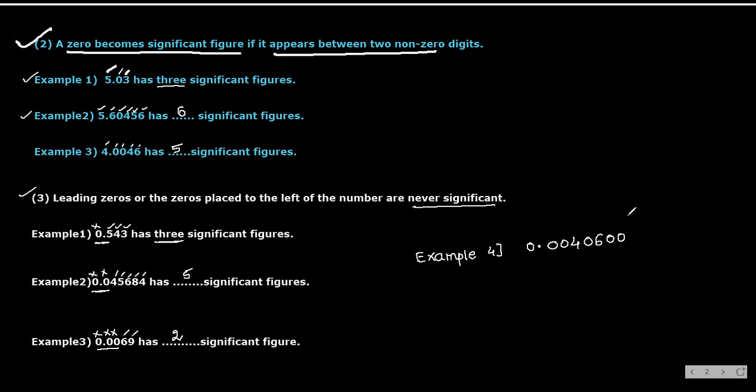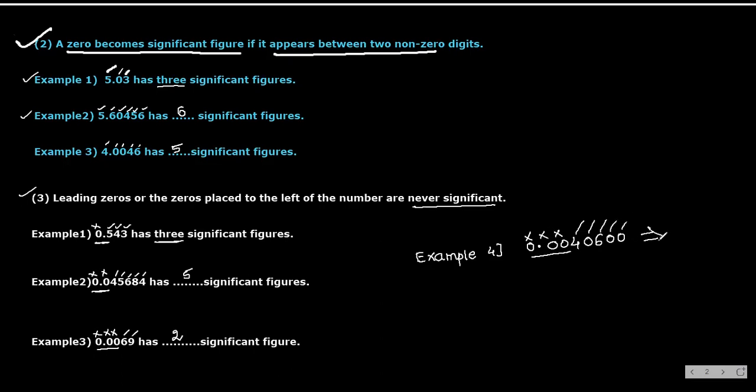0.004060. Then how many significant figures here? If this is a decimal, these three zeros are not significant. Keep it in mind. These three are not significant. This is significant. This is significant. This is significant. This is significant.